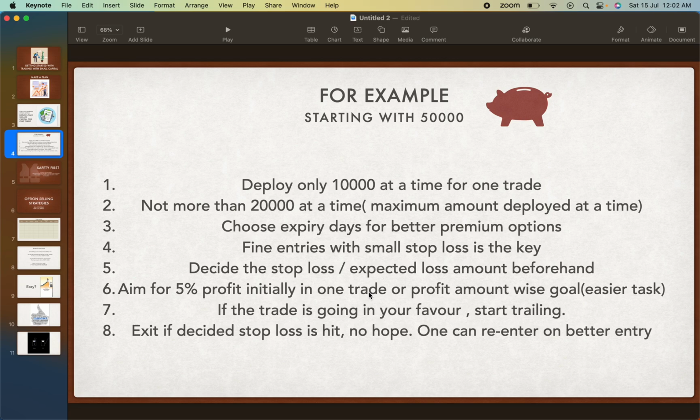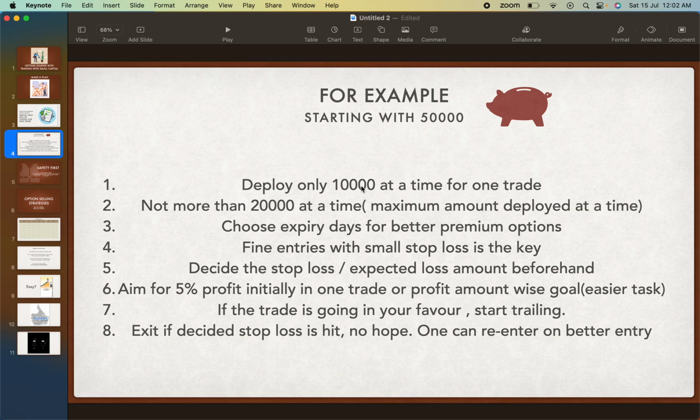Now, what you have to do is aim for 5% profit only initially in one trade. So, let us have some conservative and doable goals. Those who do option buying trading know that 5% is easily doable, achievable. On a good day, you can actually achieve 100% or more than that as well. But 10%, 20%, 25% also is easily doable. Still, we are considering the conservative target, that is, just aim for 5% profit initially, or a profit amount that you can set for the easier task.